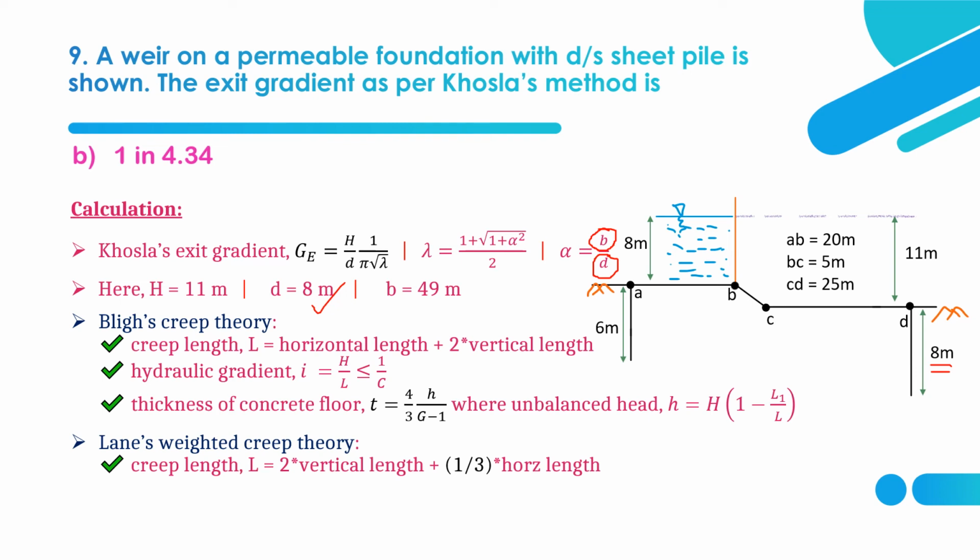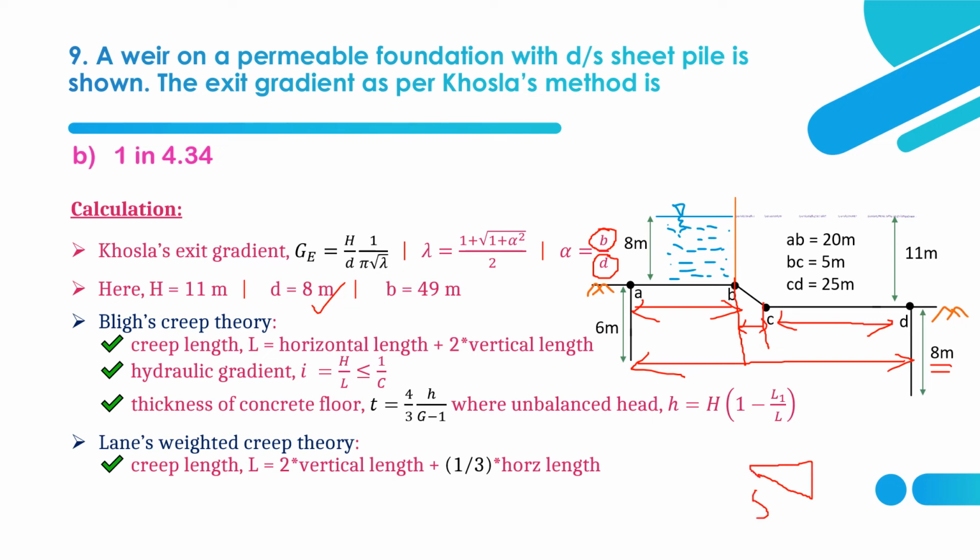So what is B? B is the total horizontal length. We have horizontal length AB as 20 meter, and we have horizontal length CD as 25 meter. But we don't know the horizontal length between B and C. That has to be found. That is the main thing here. So horizontal length AB plus BC plus CD, that is 20 plus 25 plus BC horizontal length. But we know only the slant length of BC. So what is the horizontal length of BC here?